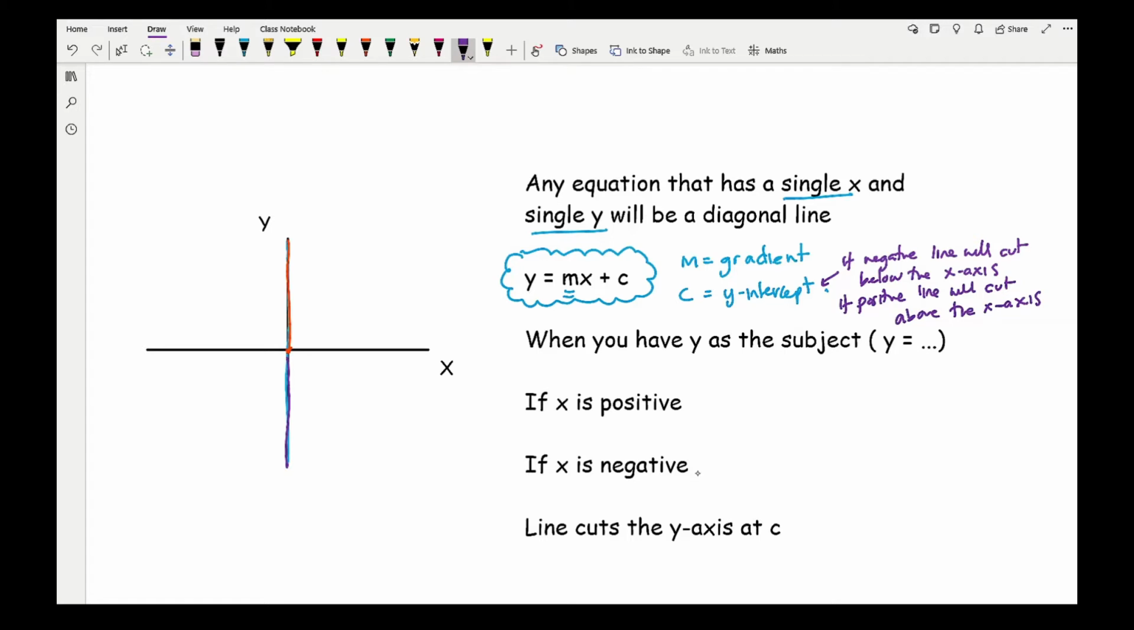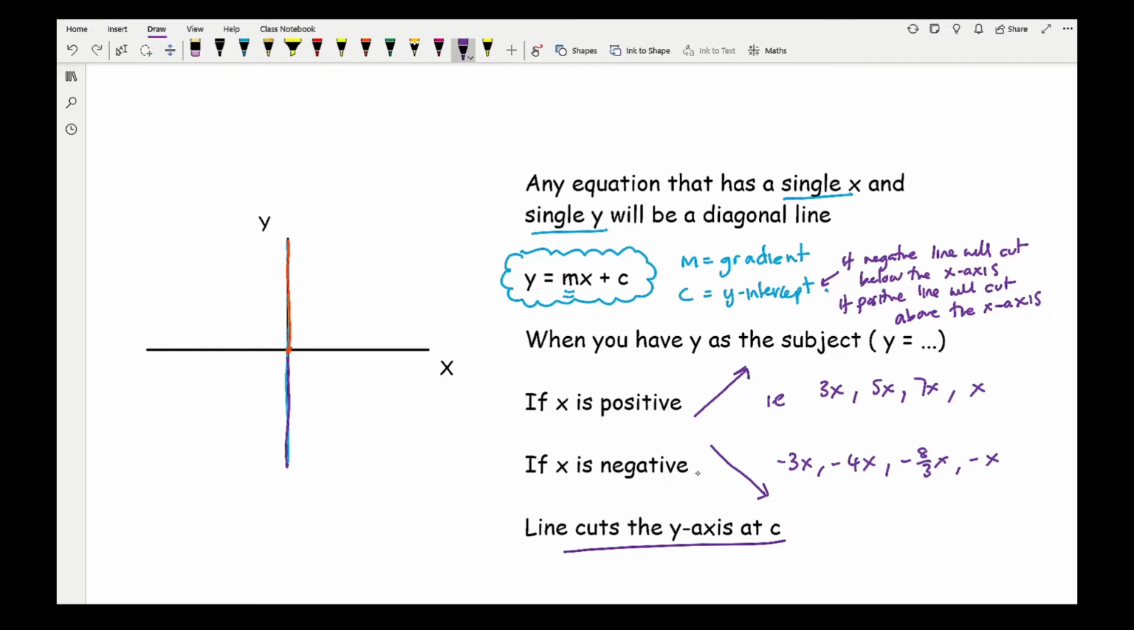Now again, when dealing with the gradient, so m, if m is positive, then your line will be going up, and if m is negative, then your line is going to be going downwards. And this is all talking about the gradient. So for example, if I had 3x, 5x, 7x, these are all positive x's, or even just a single x, then they are all positive. For negative x's, if you have minus 3x, minus 4x, minus 8 over 3x, or just minus x, then they all show negative gradients, so your line will be going downwards. And like I said, where the line cuts will be the y-axis.